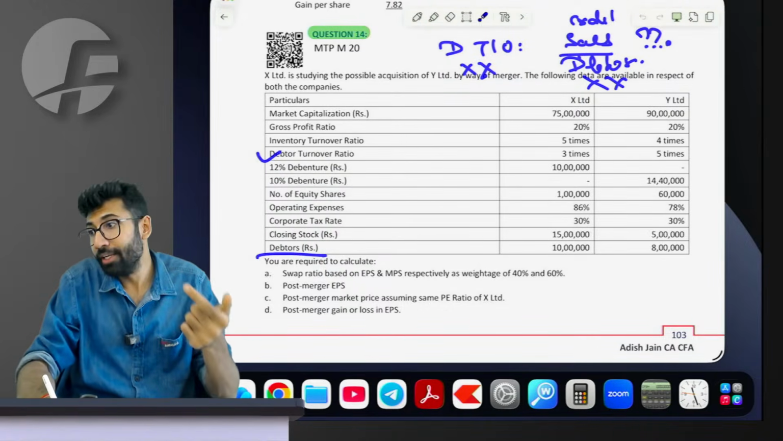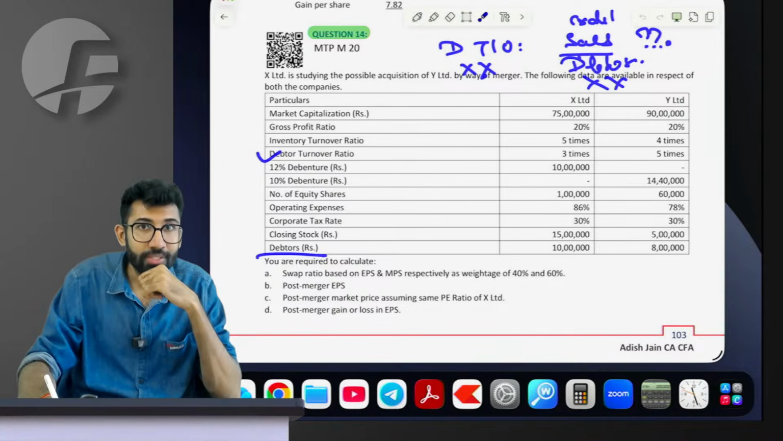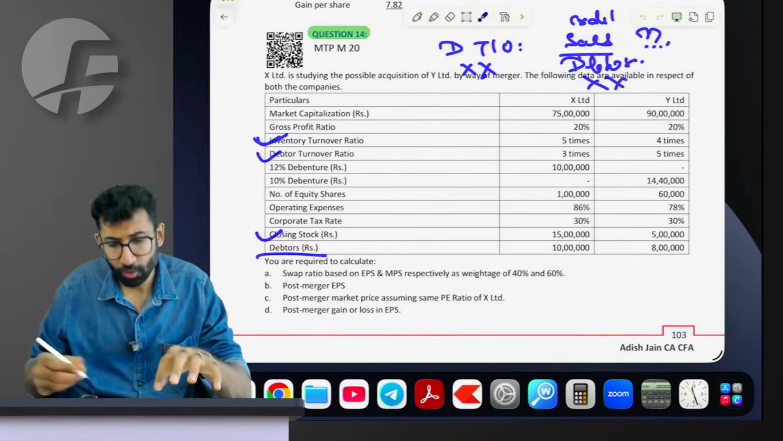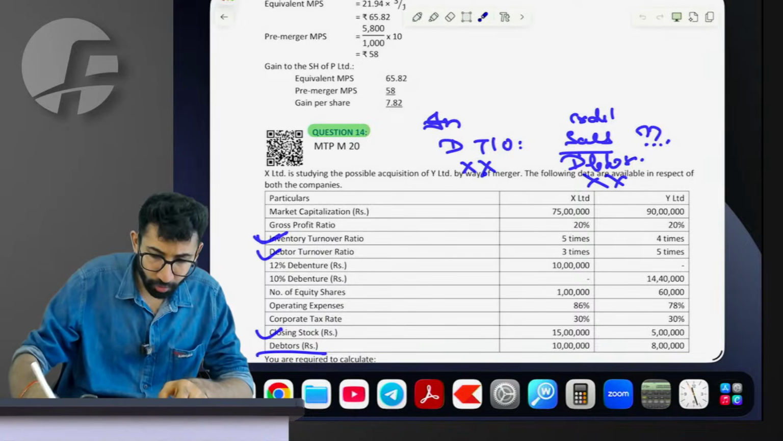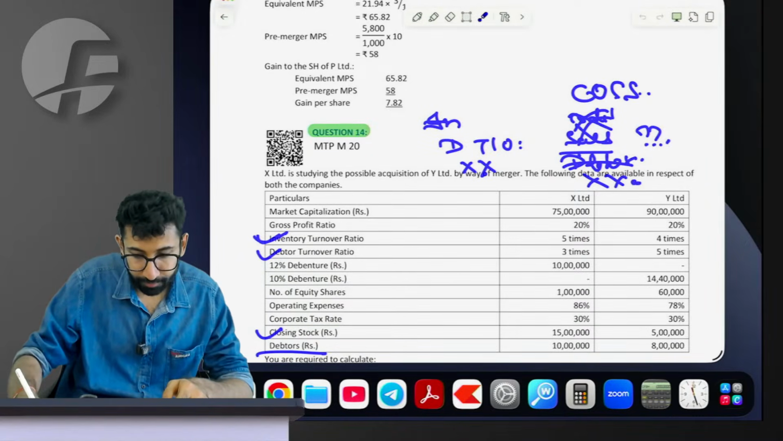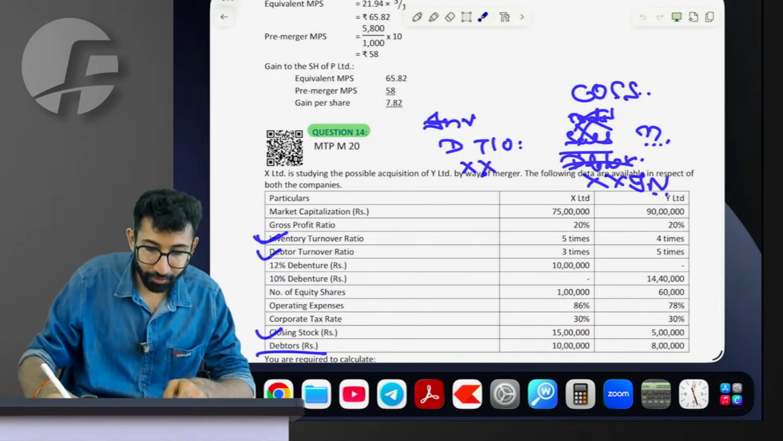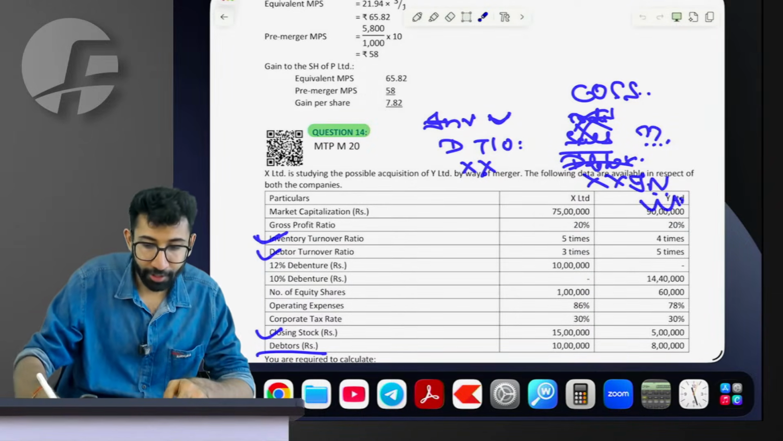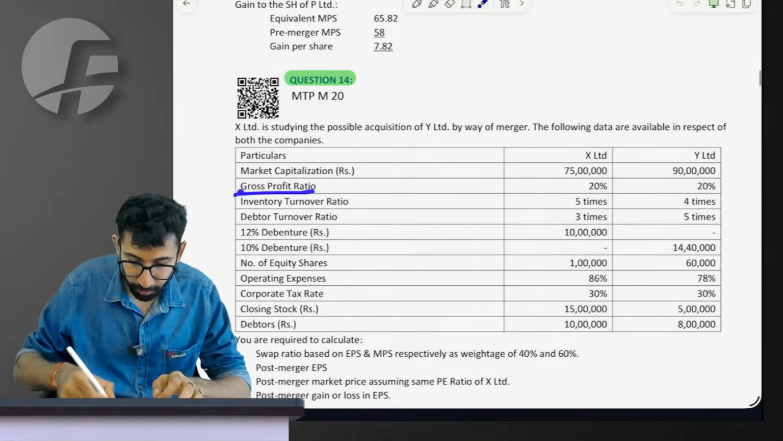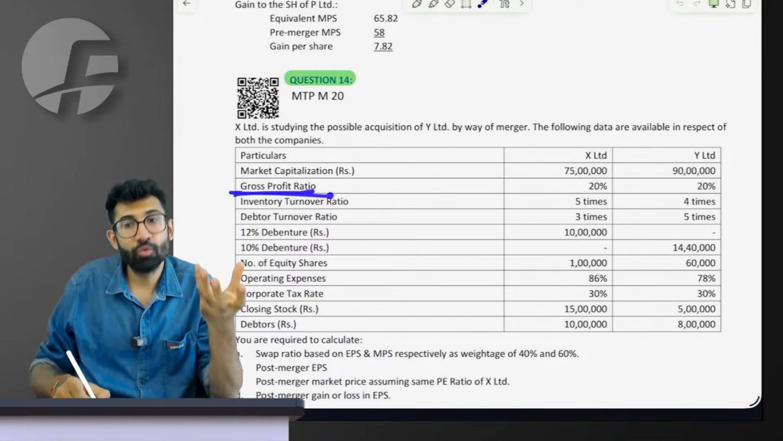But what we actually need is not the credit sales, but the total sales. Which means rather than debtor turnover ratio, we will use inventory turnover ratio. But sir, inventory turnover ratio, unlike debtor turnover ratio, does not have sales, it has COGS. So it's fine, right? If you have the inventory turnover ratio and the amount of inventory, you can find COGS. And using COGS and the gross profit ratio, COGS, you know, is 80%.